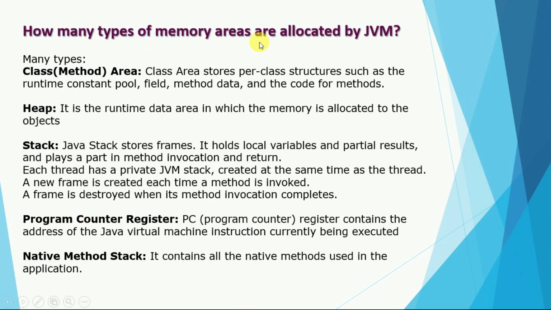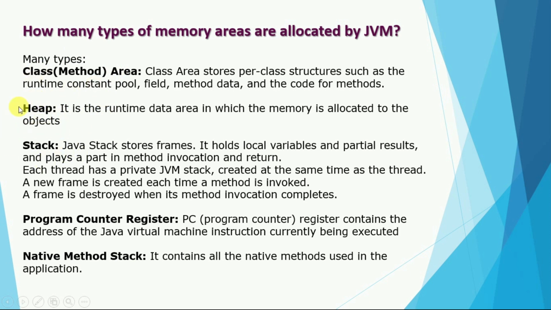So how many types of memory areas are allocated by JVM? We already discussed the heap area and stack area, and we already discussed the difference between heap and stack area. So what are the different types of memory areas allocated by JVM? We have the class method area. This area is responsible for storing per-class structure such as the runtime constant pool, fields, method data, and the code for methods.